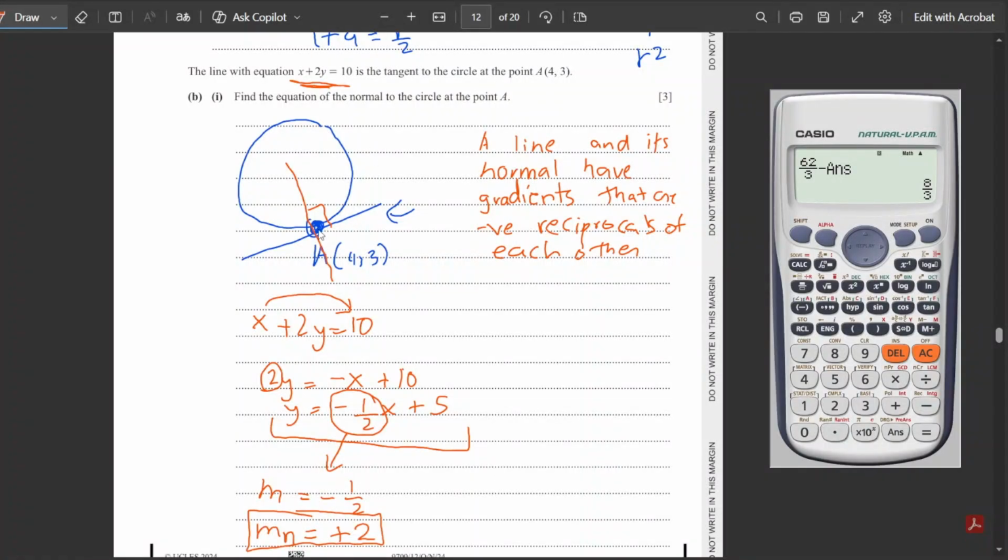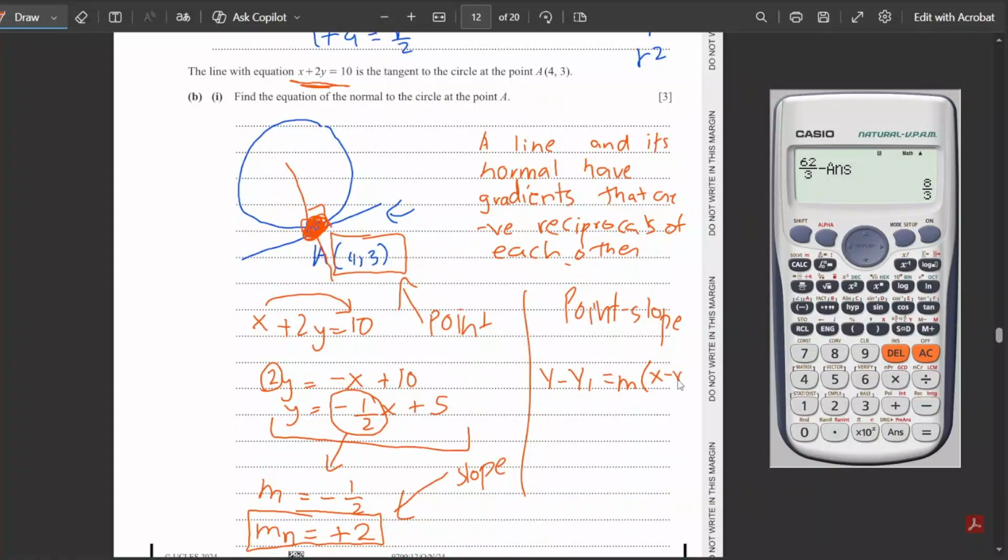And then since the normal line passes through this point A, it's going to have these coordinates on it, which are 4, 3. Now we know a point that the normal line passes through. We know the slope of the normal line, so we can use the point slope form, which is basically y minus y1 equals m times x minus x1, and therefore the equation is going to be, instead of y1 we can put 3, the gradient we know is 2, and then x minus, what's the x1 term? The x1 is 4.